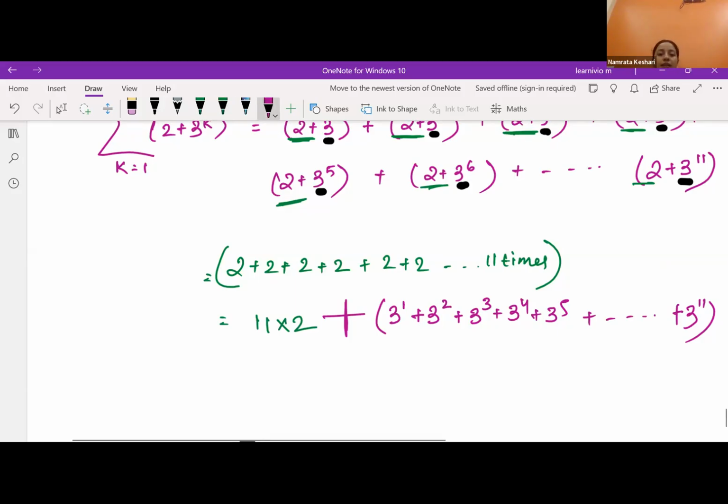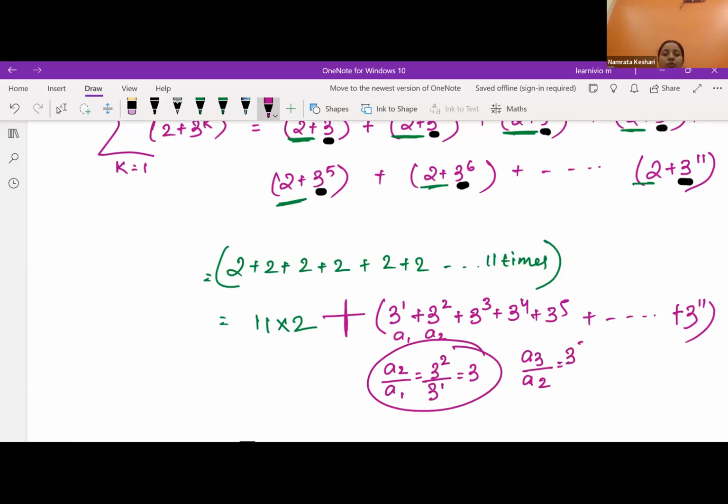We discussed that every sequence where the ratio is the same is a GP. When you find the second term by first term ratio, that will be 3 to the power 2 by 3 to the power 1, that means just 3. Then the ratio between third term and second term is 3 to the power 3 by 3 to the power 2, that is 3 to the power 1. The next, 3 to the power 4 by 3 to the power 3, a4 by a3. We are checking the ratio to see whether it is in GP or not.